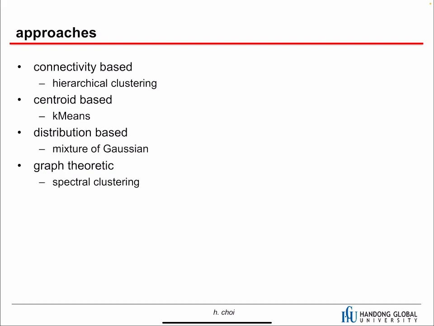And basically, we have a couple of approaches for clustering. First one is the connectivity-based approach, second one is centroid-based, third one is distribution-based, and then the graph-theoretic approach. So we're going to talk about hierarchical clustering, k-means, and mixed Gaussian. Spectral clustering is a little more advanced.